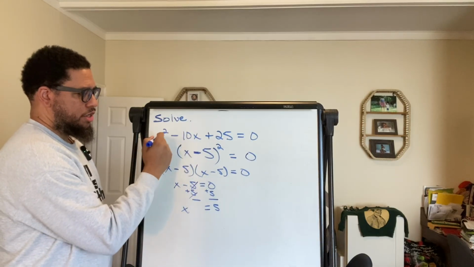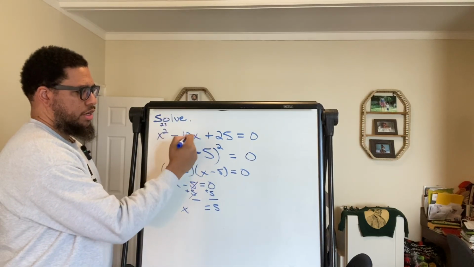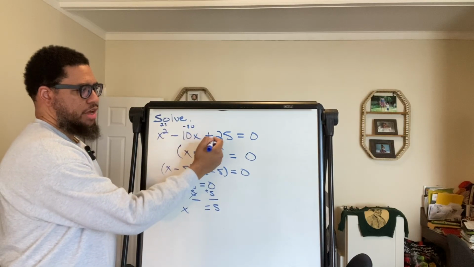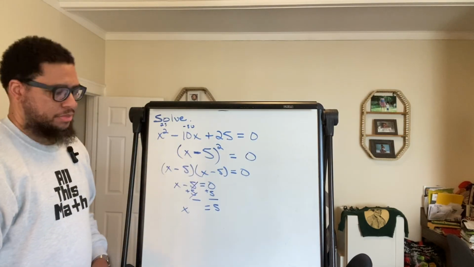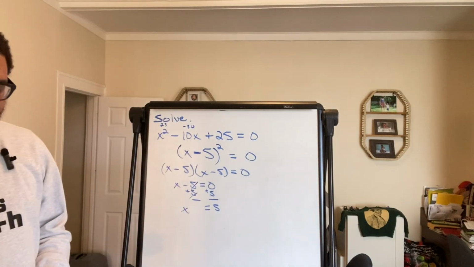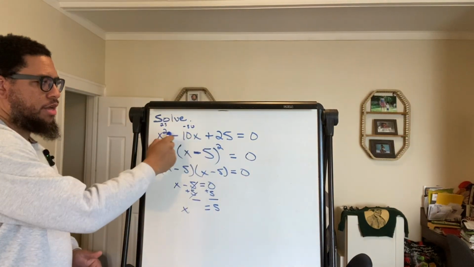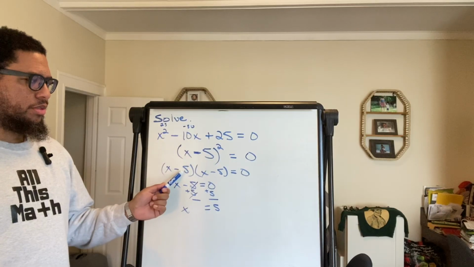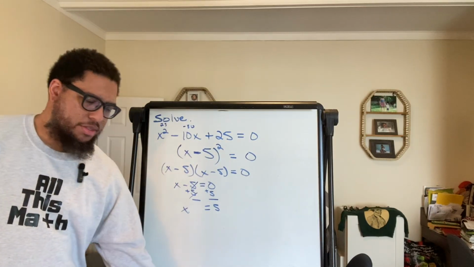Go back and check your work. 5 times 5 is 25. Negative 10 times 5 is negative 50. Plus 25. 25 minus 50 is negative 25. Negative 25 plus 25 is 0. That's it. That's how you factor a perfect trinomial square. And then you write it out. Take each factor. Solve for x.